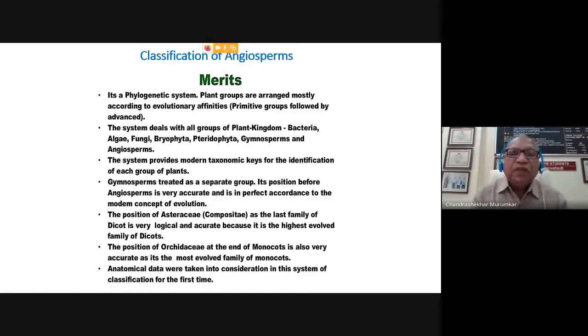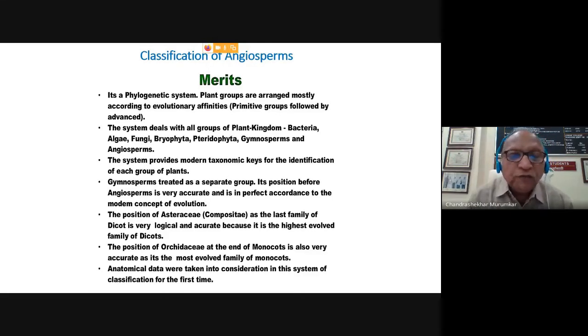Now, the gymnosperms were treated as a separate group. Their position before the angiosperms is very correct and in perfect accordance with the modern concept of evolution. Also, the position of Asteraceae, that is Compositae, as the last family of dicots is very logical and accurate because of the highest evolved characters or trend exhibited by this family.